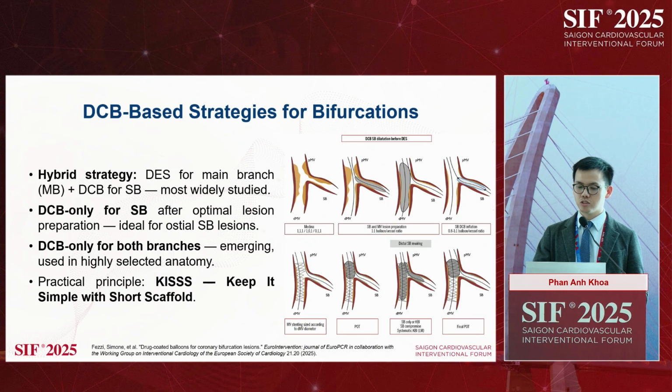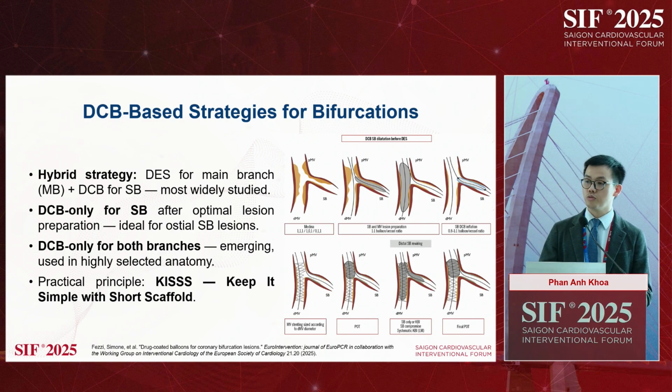For DCB-based strategy for bifurcation, we have many types. We have a hybrid strategy with DES for the main branch and DCB for the side branch, which is the most widely studied. Or we can use DCB only for the side branch after optimal lesion preparation, ideally for ostial side branch lesions. Or we use DCB for both the main branch and the side branch in some diffuse lesions.